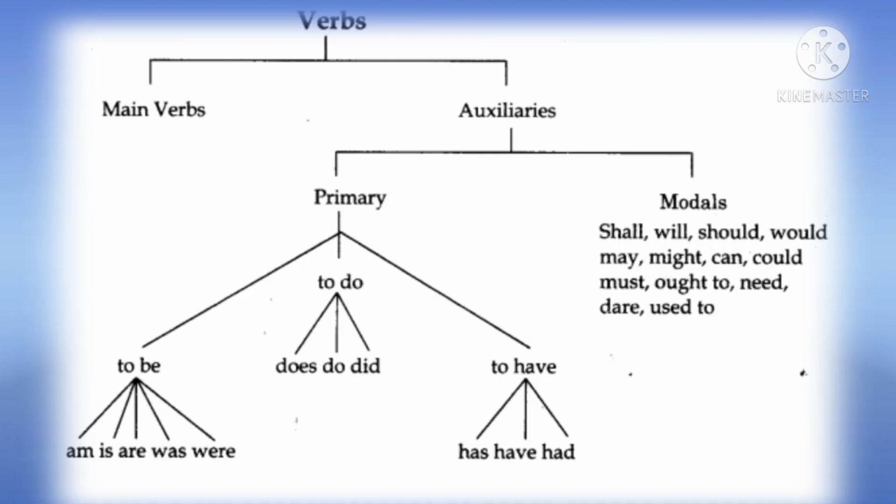Now look at this diagram, children. Here we can see verbs and its kinds. Two kinds, main verbs and auxiliaries. Auxiliaries are again classified into two, primary and modals. In primary, to do, to be, to have. In to do, does, do, did are auxiliary verbs. To be, am, is, are, was, were are auxiliaries. And in to have, has, have, had are auxiliaries. And modals, shall, will, should, would, may, might, etc. are auxiliaries.